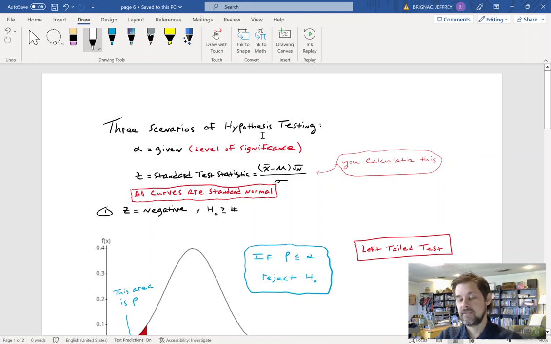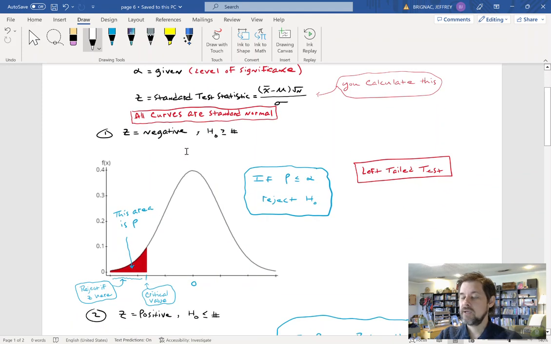So in hypothesis testing, there is involved a level of confidence about your conclusion, and that's what alpha represents. And we do our calculations in all cases based on the standard normal distribution, which is the normal distribution with a mean of 0 and a standard deviation of 1.